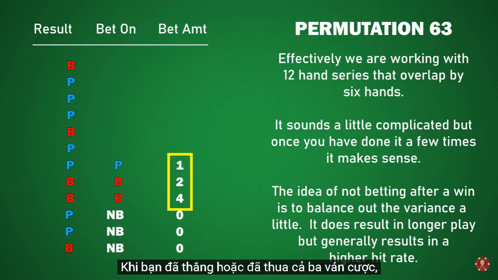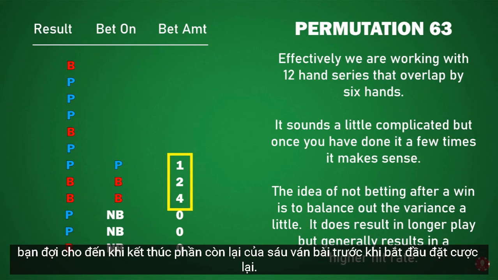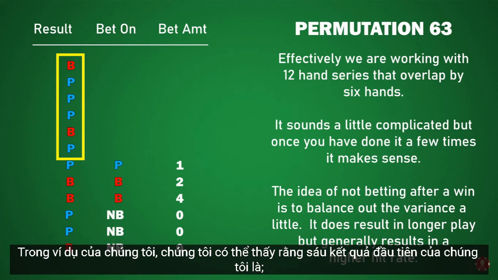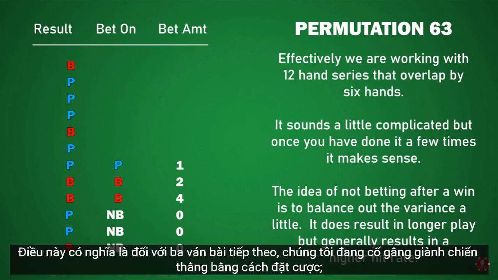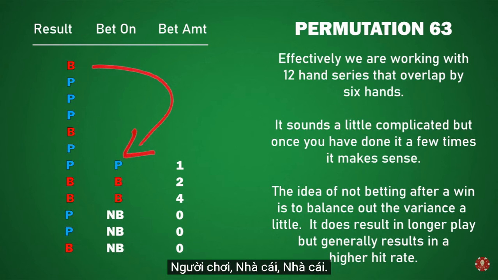Once you have a win or have lost all 3 bets, you wait until the remainder of the 6 hands is finished before starting betting again. In our example, we can see that our first 6 results were banker, player, player, player, banker, player. This means for the next 3 hands we are trying to get a win by betting player, banker, banker.